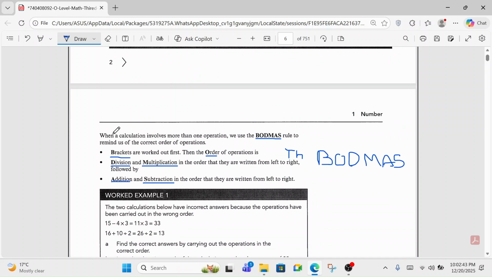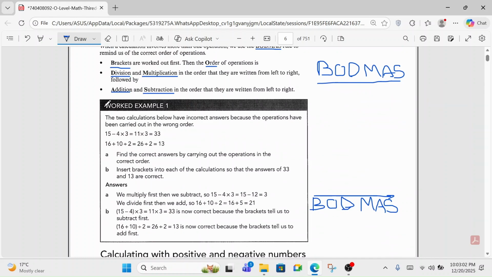So next part is BODMAS. Pretty important if you want to get this chapter, understand things. So what does BODMAS stand for? Bracket, order, division, multiplication, addition, subtraction. That is BODMAS. So worked example number 1, what do we have?